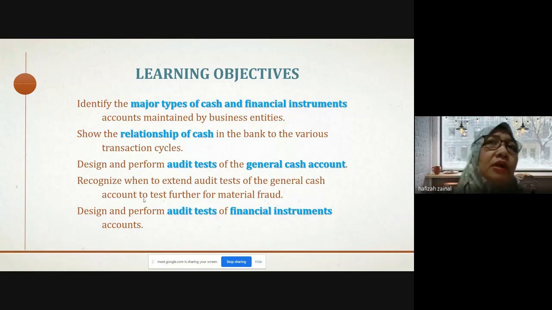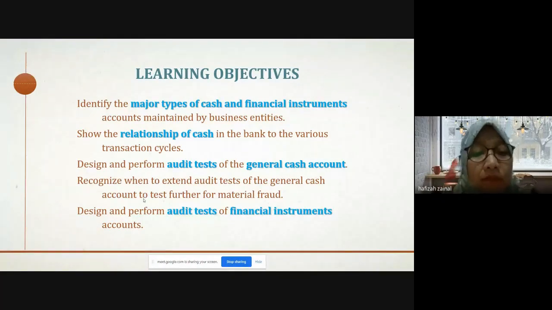Okay, and then after that, we also will look at how the cash relates to other transaction cycles. If it is a big company, normally they would have one function which they call the treasury function. That means whatever the cash in and cash out movement will go through the treasury function. That means they have a separate function: they have the finance department or accounts department, and at the same time, they also have a treasury department.